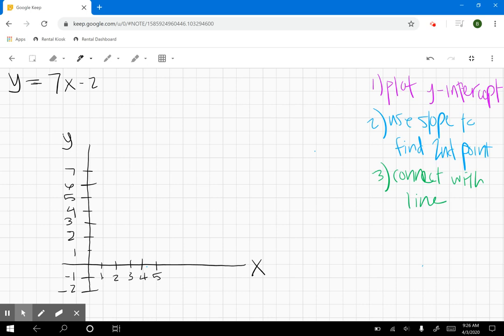Okay, part two. Now we're going to actually go over two examples of graphing a line given the slope-intercept form of a linear equation. So here's our first one, y equals 7x minus 2. I'm going to highlight the important things here in our equation. First is our y-intercept. And again, this is the point on the graph when x equals 0, what's y? And in this case, it's negative 2.